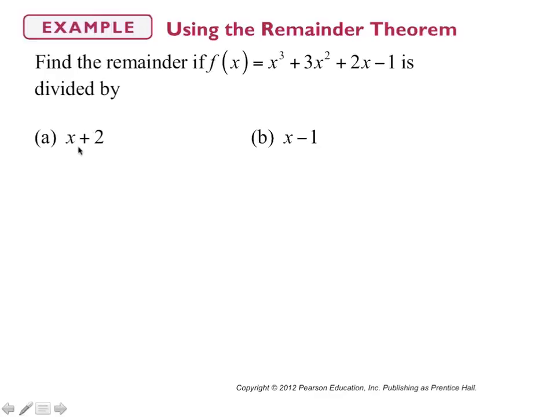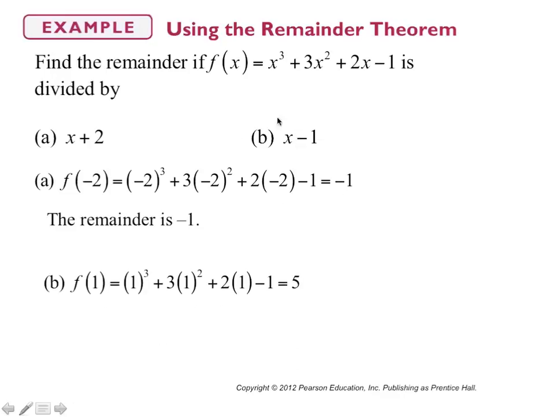So we have x plus 2 here. So the 0 that goes with that is negative 2. So what we need to do is find f of negative 2. So all we do is we take negative 2 and plug it in everywhere that we see an x. So we have negative 2 cubed plus 3 times negative 2 squared plus 2 times negative 2 minus 1. And if we simplify all of that, we should get negative 1. So that means if you divided x cubed plus 3x squared plus 2x minus 1 by x plus 2, you would end up with something that has a remainder of negative 1.